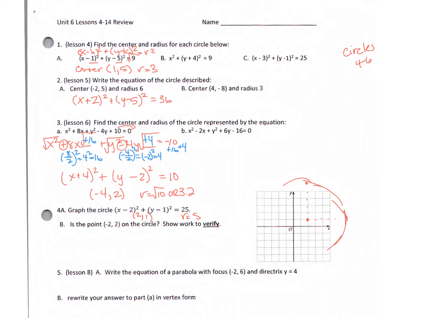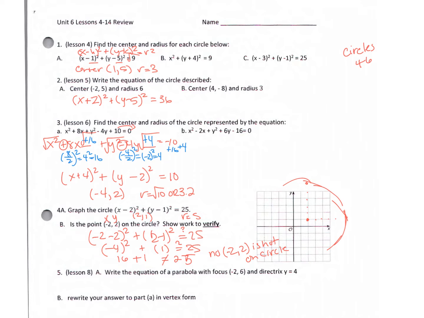Now, to figure out if a point is on this circle, I'm going to plug this point in for x and y and see if it makes my equation true. So I'm going to do negative 2 minus 2 squared plus 2 minus 1 squared. I'm going to see if that's equal to 25. So negative 4 squared plus 2 minus 1 squared, and I'm trying to see if that is equal to 25. So then I get 16 plus 1, that would be 17, and it does not equal 25. So no, my negative 2, 2 is not on the circle.